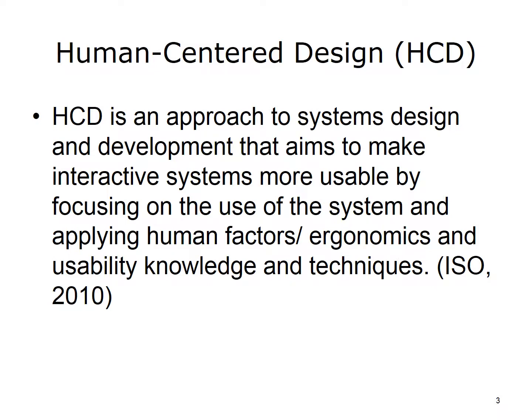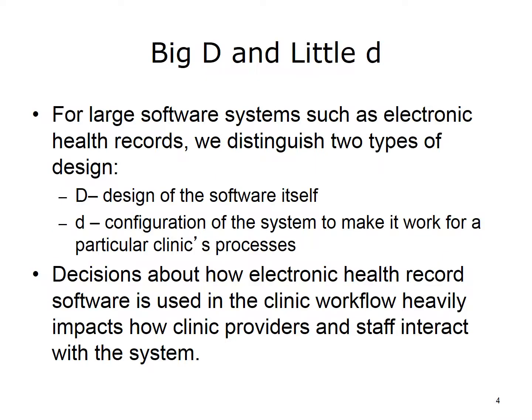While human-centered design is usually applied to the development of computer software or machines with which humans interact, we apply it here to the design and implementation of process changes. For large software systems, such as electronic health records, we distinguish two types of design: Big D, design of the software itself, and little d, configuration of the system to make it work for a particular clinic.